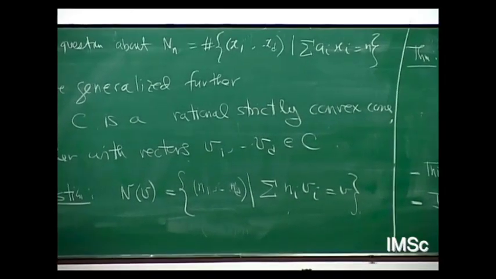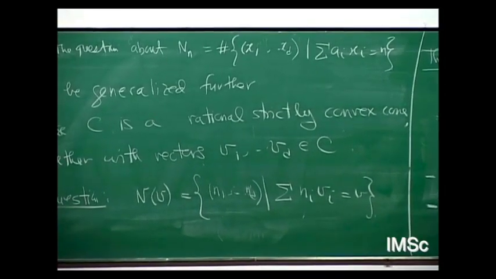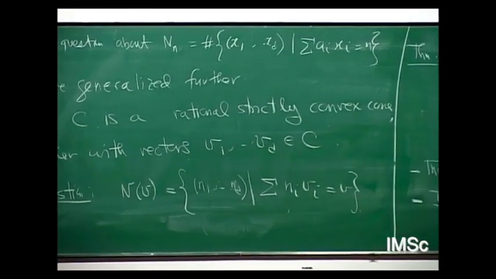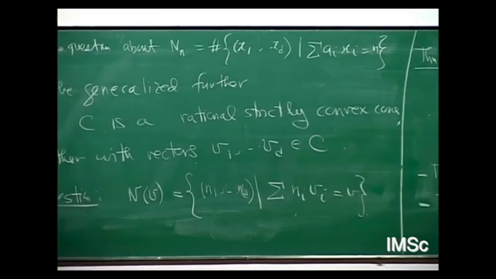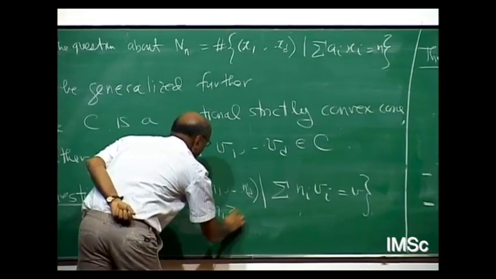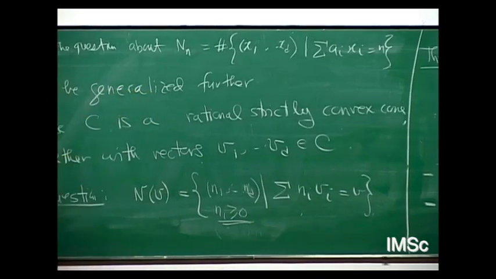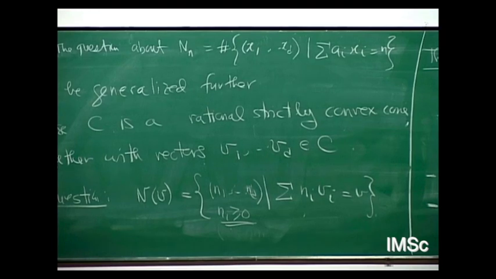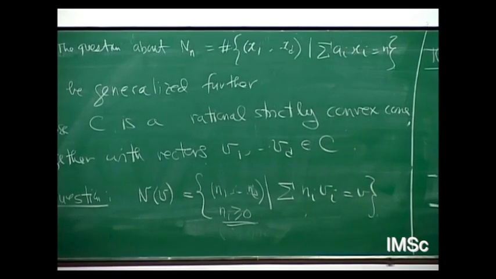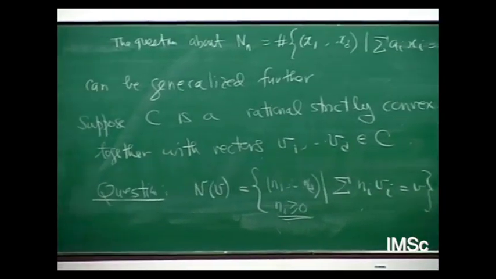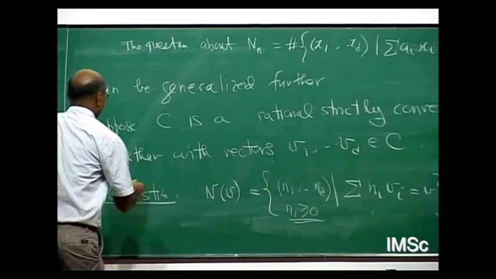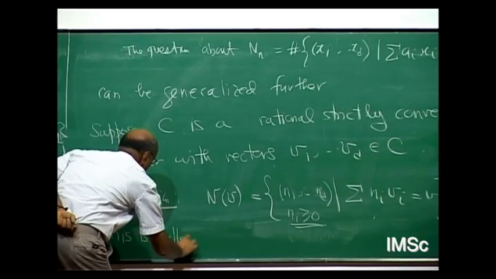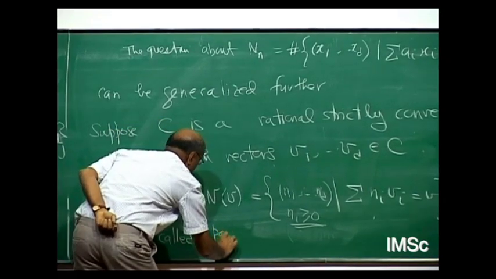So you are given certain vectors v1, ..., vd in a certain convex region, and you are looking at positive linear combinations of these, ni greater than or equal to 0, and this will hit vectors in the lattice generated by the vi. And the question is what is this counting function, how does it vary? So this is called the partition function.